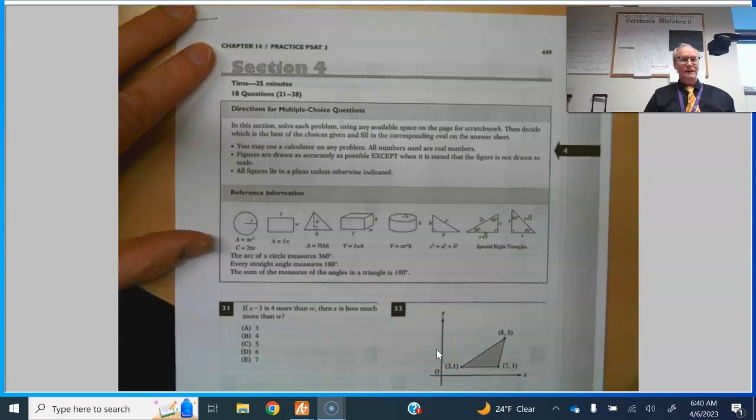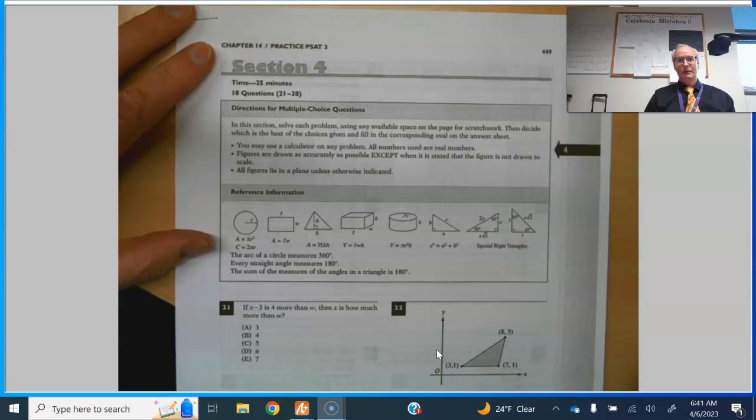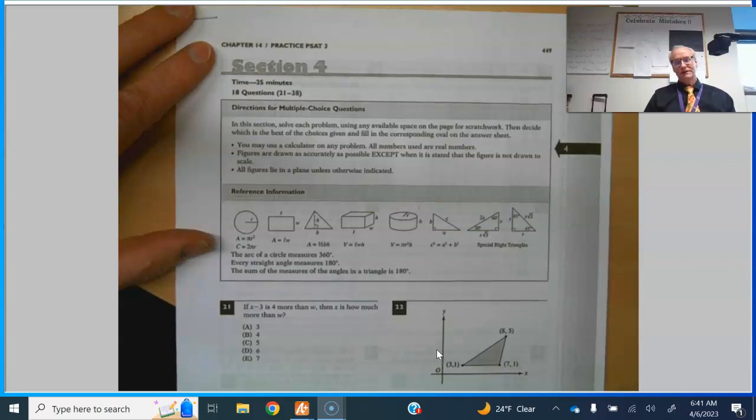Hi, everybody. This is the second part of the practice test that I created. This is again from, I believe, McGraw-Hill. So this is their PSAT number 3 practice test. ETS only gave us 2 practice tests that were official, so I'm using these older ones.